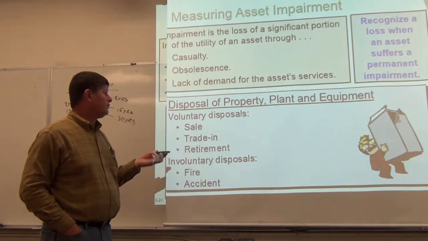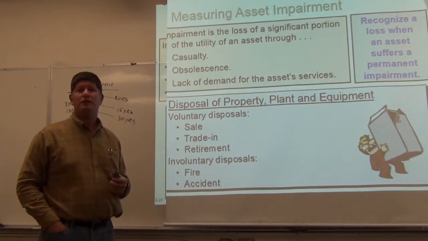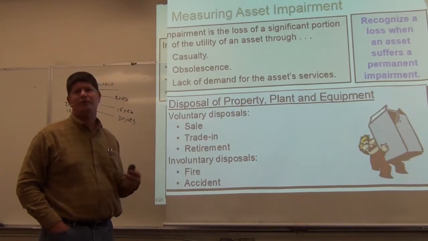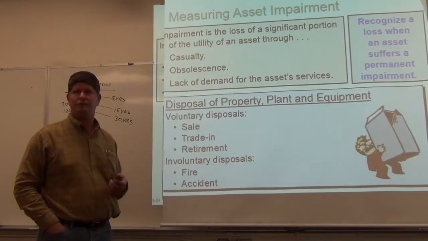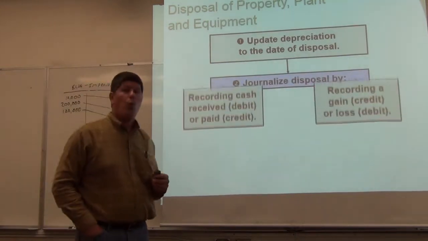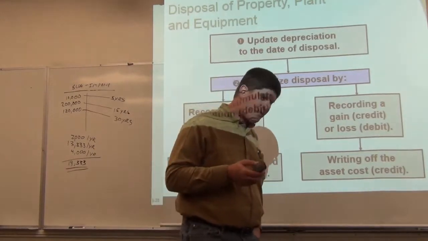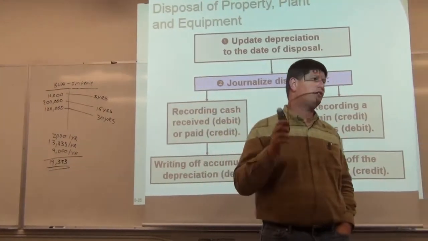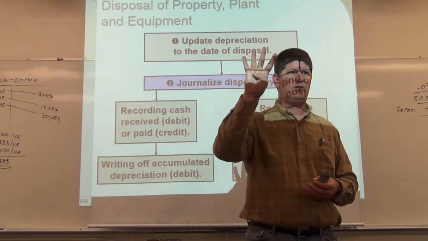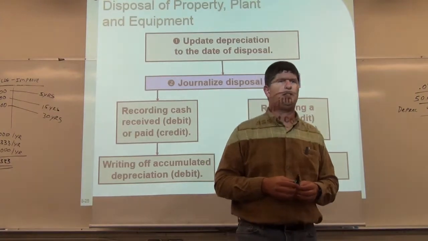When you get rid of your assets, you can sell them, you can trade them in. What's retirement mean? We take them to the scrapyard. Involuntary disposal: fire, accident, meteor, flood, hurricane, tornado. Okay? When we get rid of these assets, let's stick with our truck. Got a $20,000 truck, $5,000 depreciation every year. That means it has a life of 4 years. Halfway through year 3, we decide we're going to sell it. We need a bigger truck.